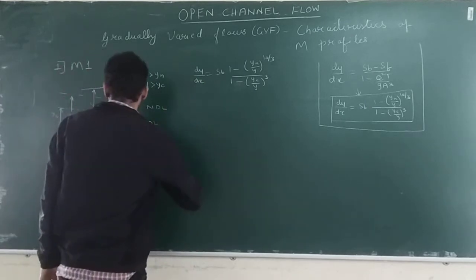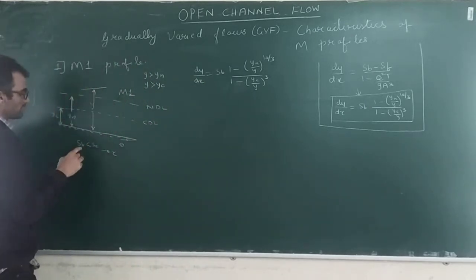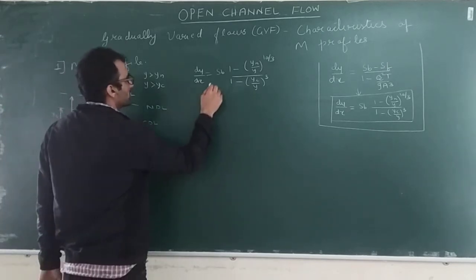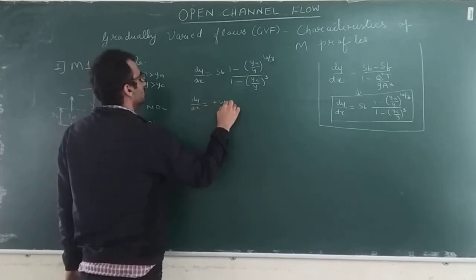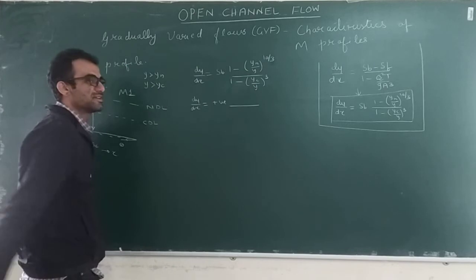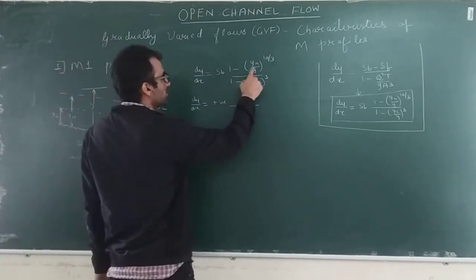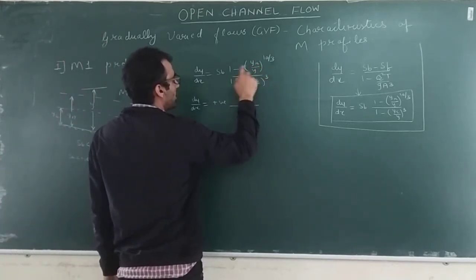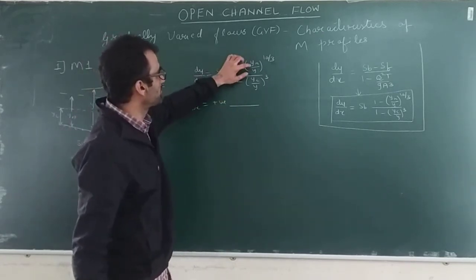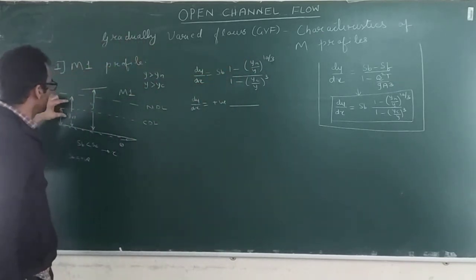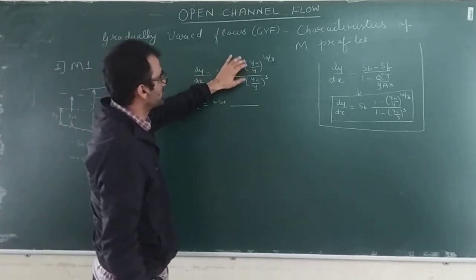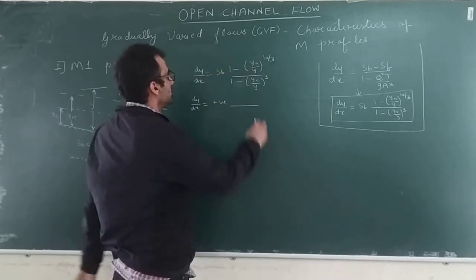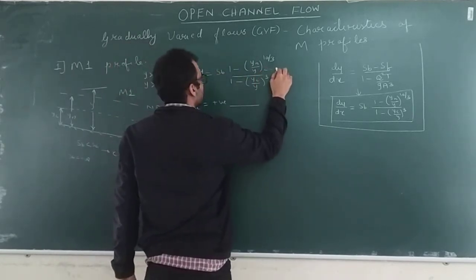Now see, it is a mild slope, so SB is a positive number. Then we'll see the numerator and denominator. In the numerator, we have 1 minus yn by y. Since yn is less than y, and we are dividing yn by y, this number will be less than 1.